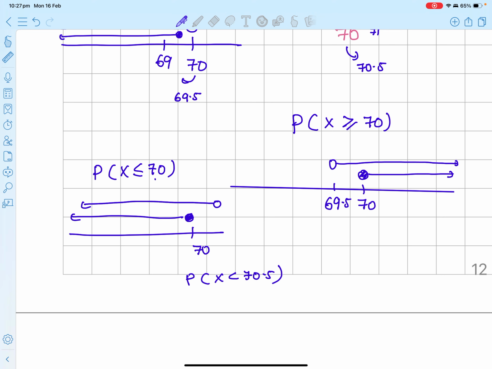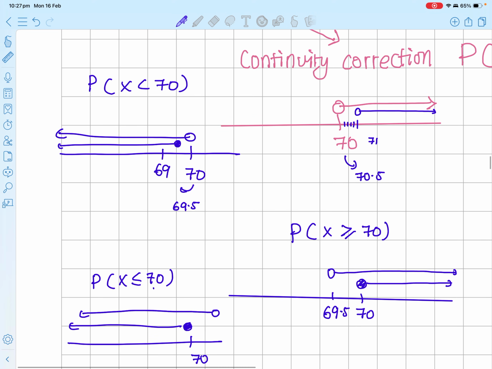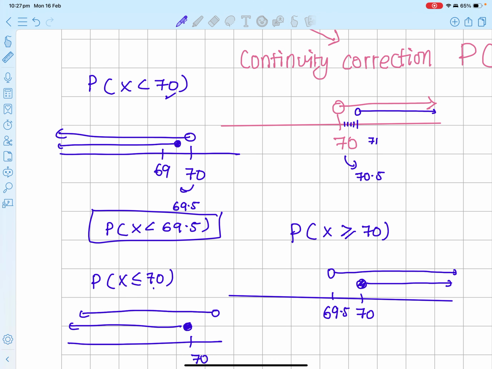In this question, I forgot to write it, which is less than 69.5 because I don't need 70. I start from 69.5. So it's just that number line and then the understanding. Do I need this number to be included? If it is, start from the upper bound. If it's not included, then start from the lower bound.